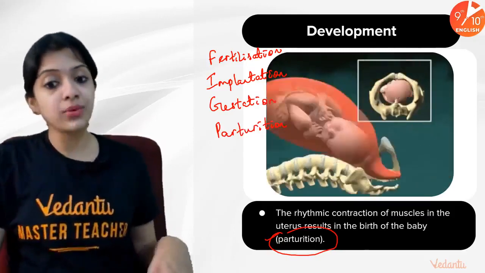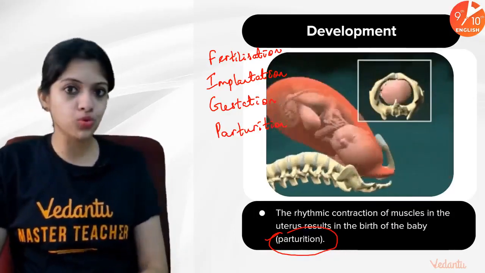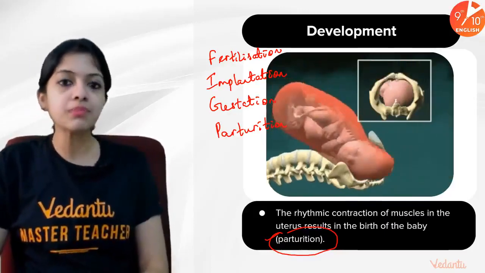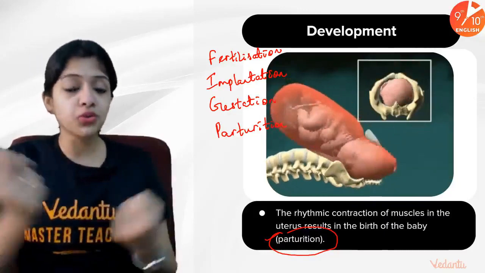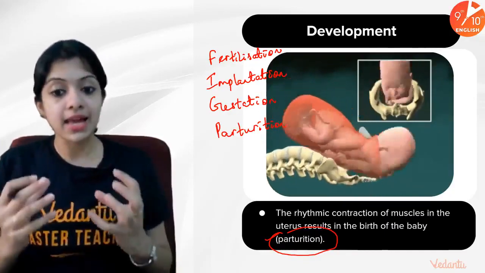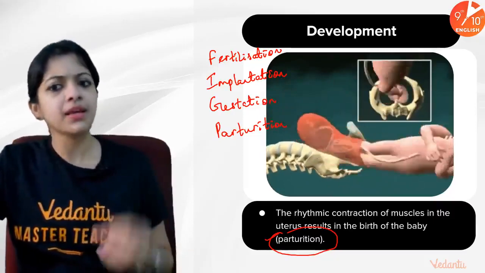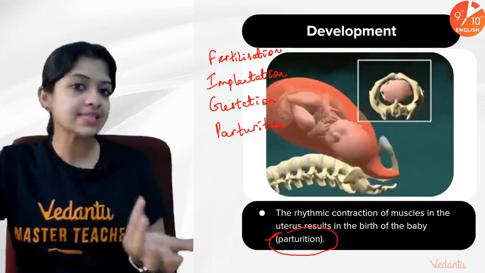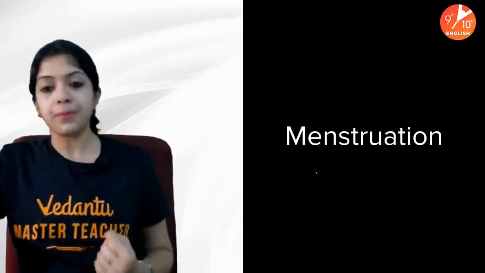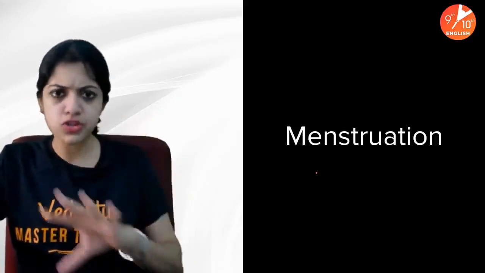And how does this act? This acts with the help of a lot of hormones. Oxytocin is said to be the major hormone which controls uterine contractions at the time of delivery. Okay, so continuous contractions keep happening and the baby tries pushing out and delivery occurs. So that's about pregnancy, parturition and all of that.